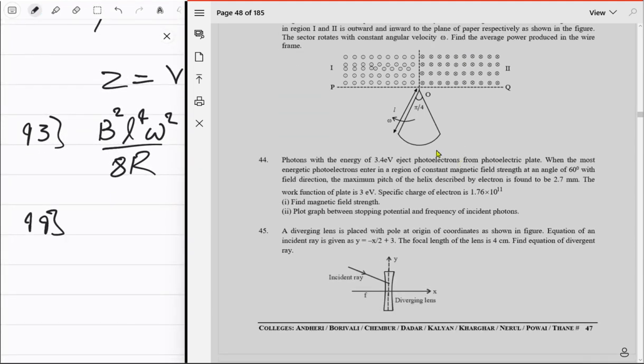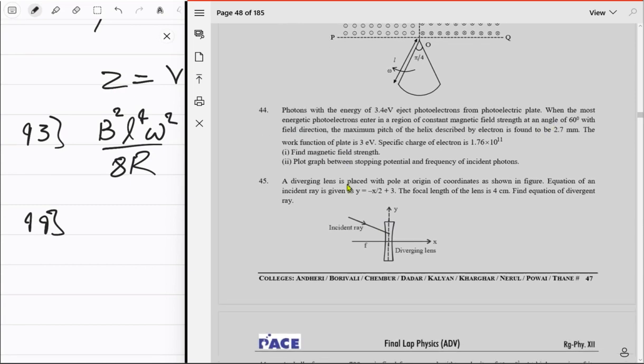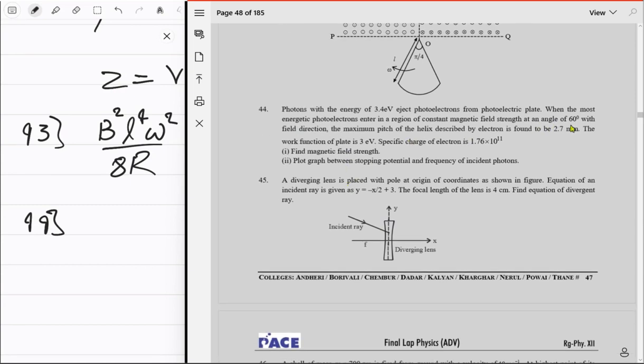44 is photons with energy of something eject photoelectrons off a photoelectric plate. When the most energetic photoelectrons enter into the region of constant magnetic field strength at angle 60 with the field direction, the maximum pitch of the helix described by the electron is found to be 2.7 millimeter. The work function of the plate is this thing. Specific charge of electron is this thing. Find magnetic field strength and plot.